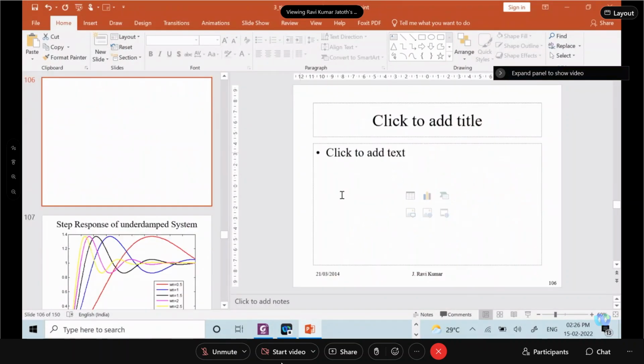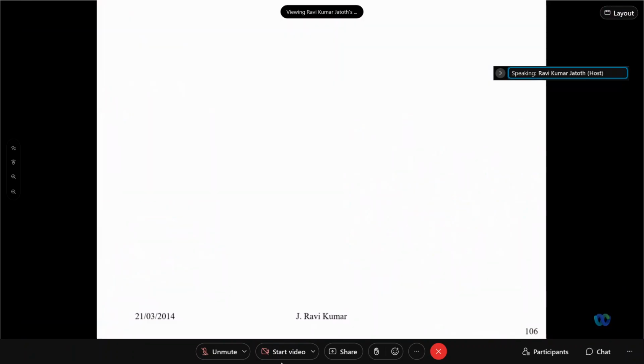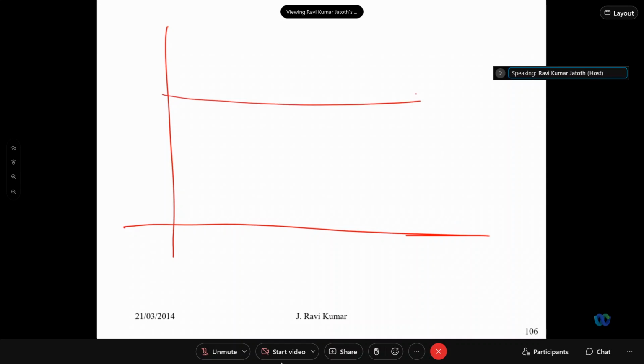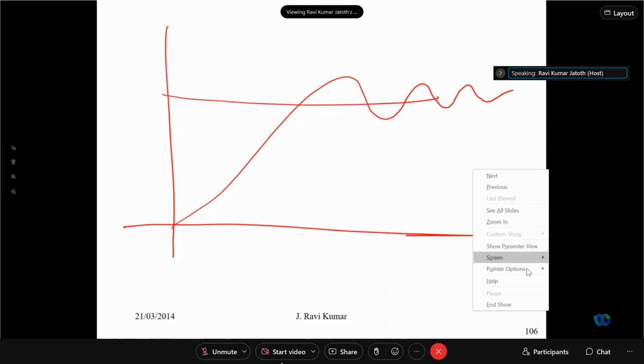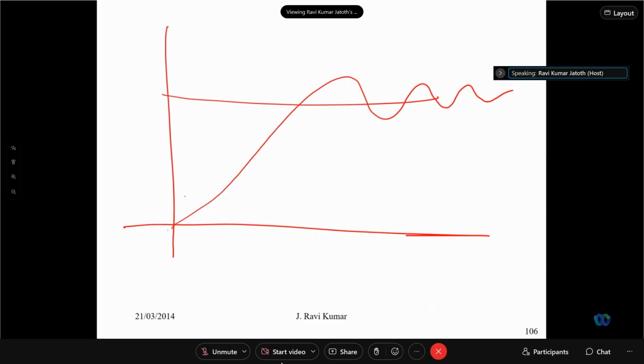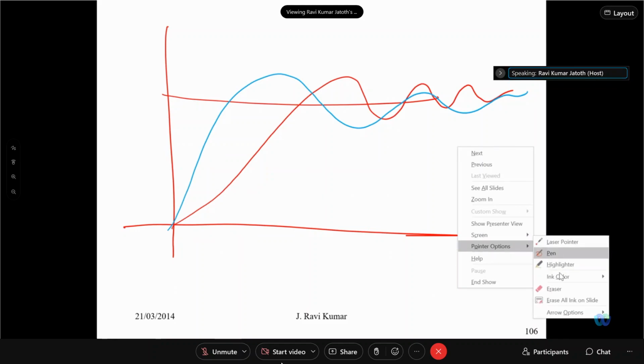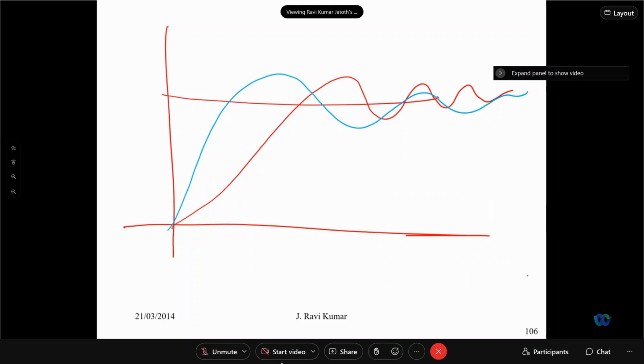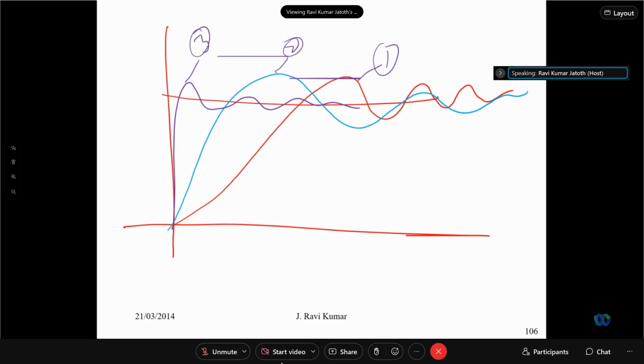Now if you take a system like this, I gave one input like this. One system behaved like this. One system behaved like this. And another system's behavior is like this. So this is system 1, this is system 2, this is system 3. Which is better? 3. So system 3 is better.